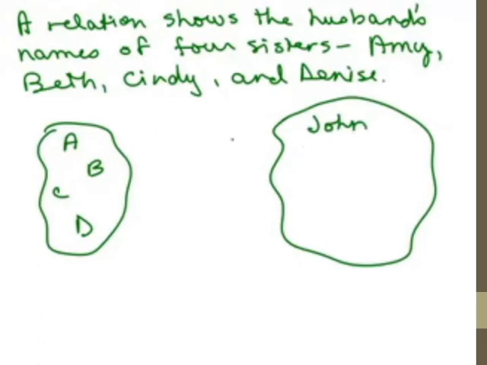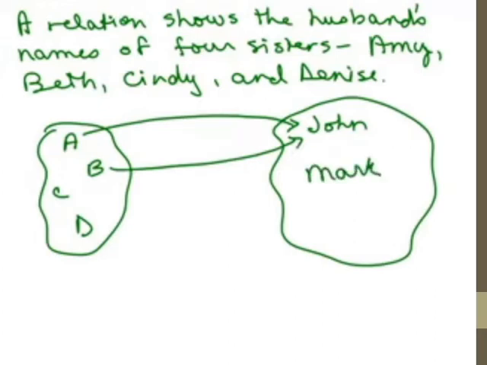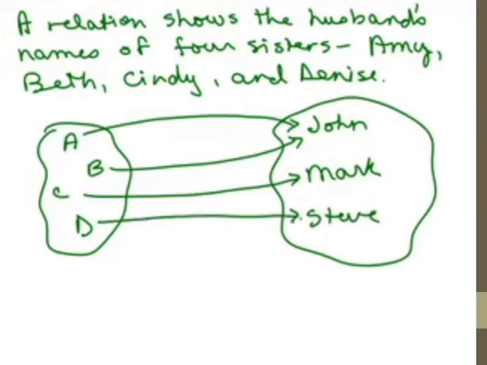Actually, Amy and Beth both married John. Then I would draw a picture to say both of them married someone named John. And let's say that Cindy married Mark. So I would draw a picture, arrow. Cindy married Mark. And let's say Denise married Steve. And that's his first name. So if we're just doing the first names, that's, for instance, a picture of what that relation would look like.